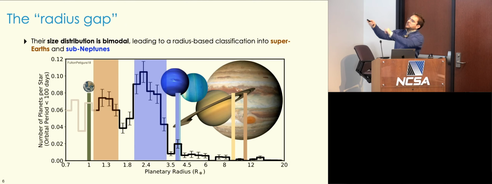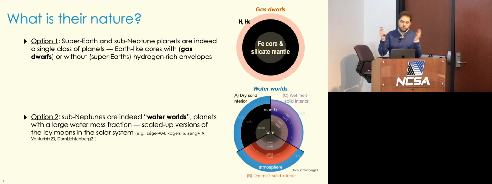So as I was saying, this radius gap is probably the most important discovery from the Kepler mission. It is the fact that these planets that do not exist in the solar system are the most common in the galaxy, and they show this bimodal shape. But because they are not in the solar system, we have no idea what they are made of. So there are two theories, or two options.